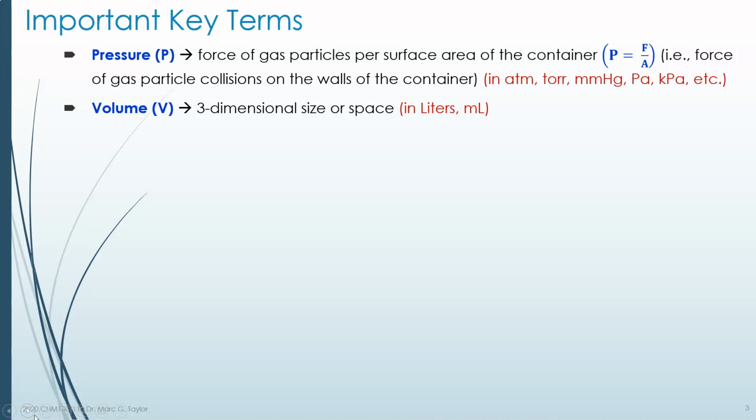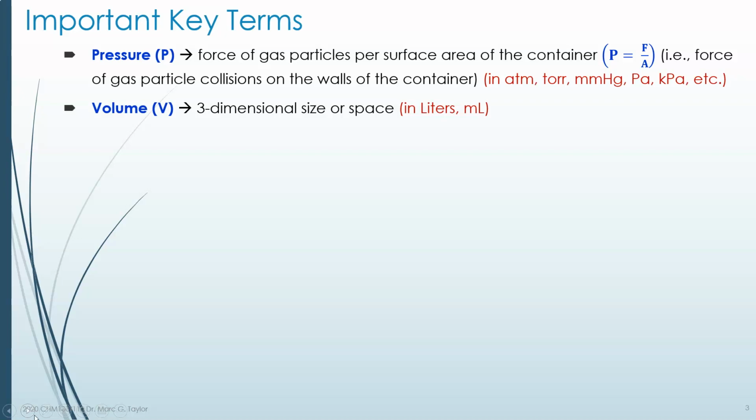Pressure. Pressure is the force of the gas molecules per surface area of the container. Okay, what does that mean? Well, anytime you have a container with gas molecules bouncing around, they're slamming against the walls and slamming against each other, and the force that they exert on the walls for a certain area of the wall is called the pressure. So it is the amount of force divided by the area of the walls themselves.